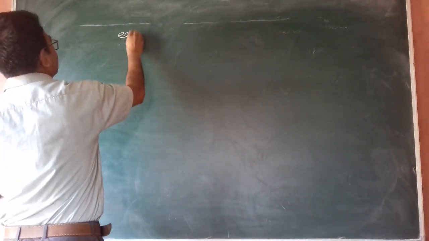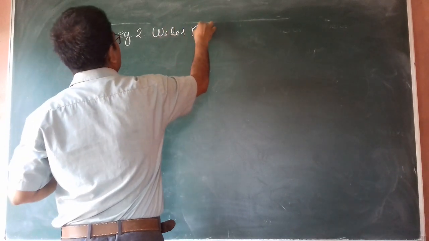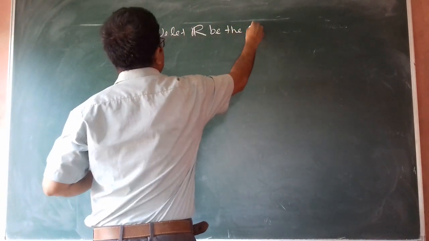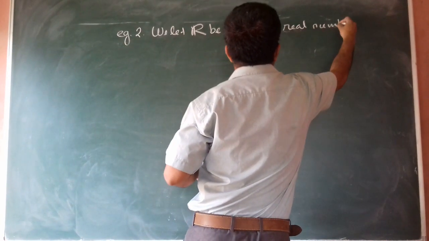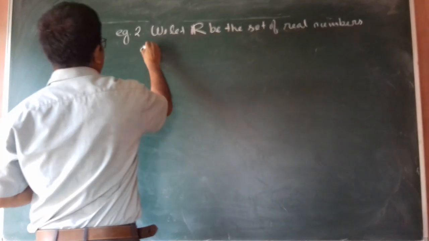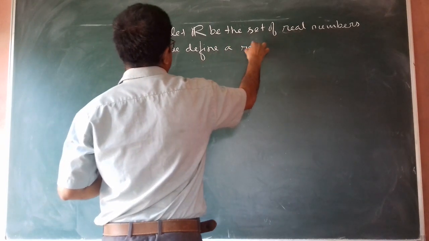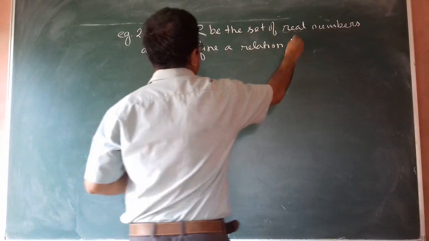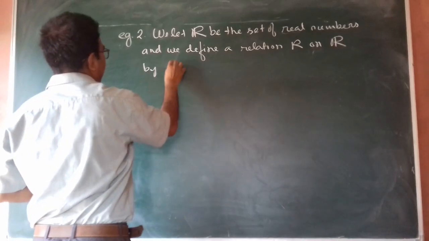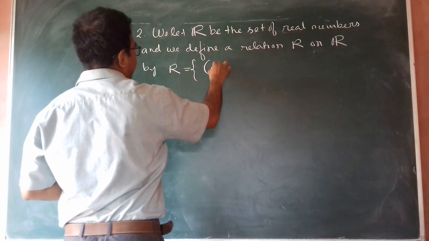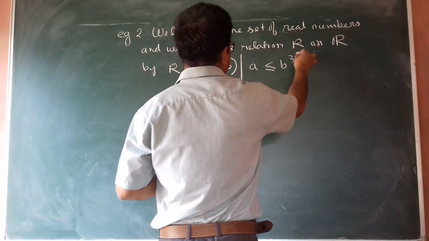Example number 2. We will let R be the set of real numbers, and we define a relation R on the real numbers by R equal to {(a, b) such that a is less than or equal to b³}.